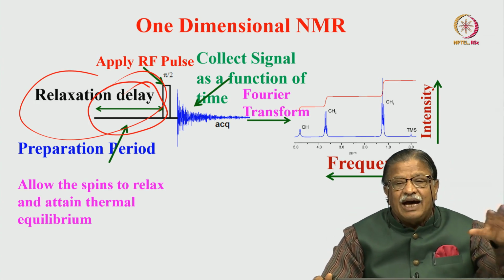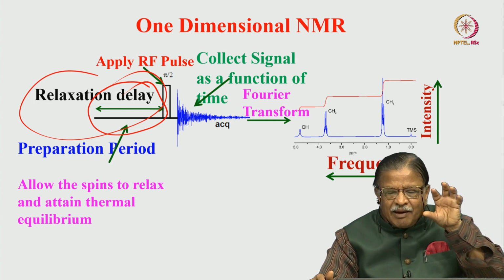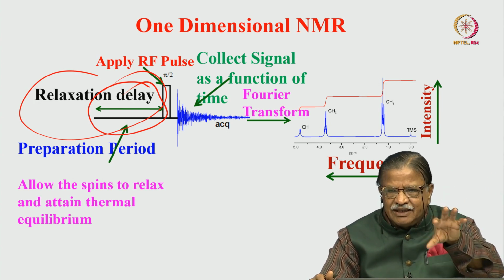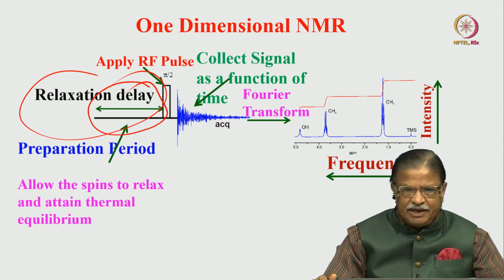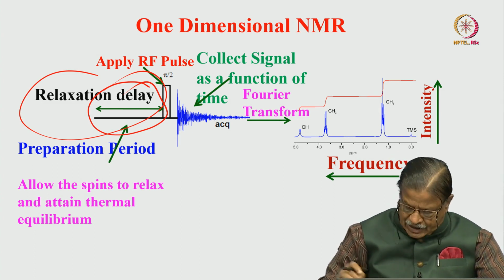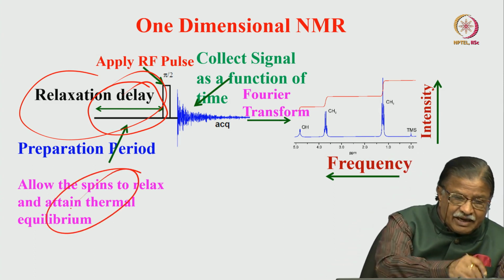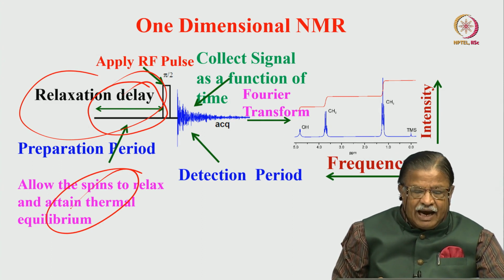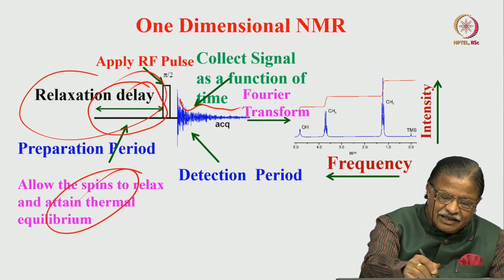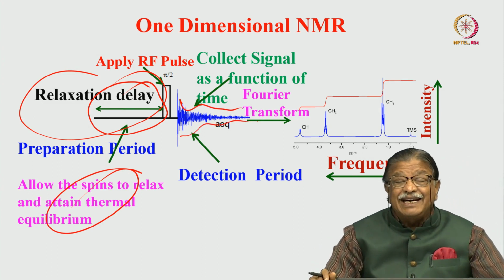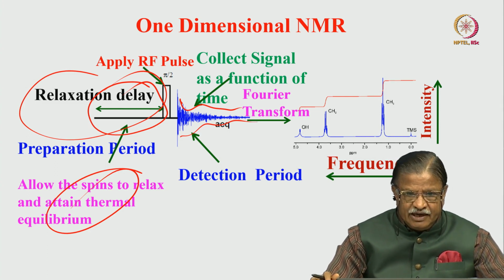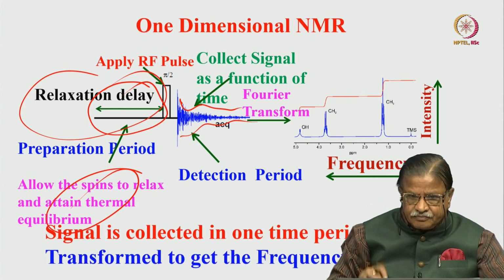I also call that a preparation period. I am preparing the spins to get the signal. This is called a preparation period, where spins are allowed to relax and attain thermal equilibrium. And this, where I am collecting the signal, is called the detection period.